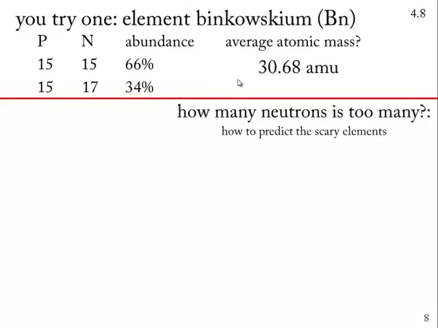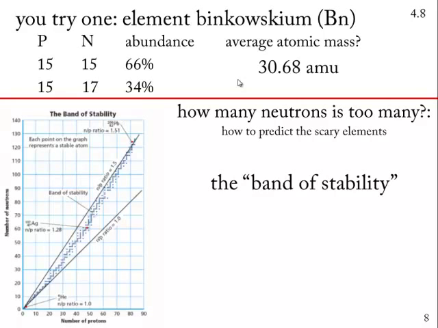Okay, how many neutrons is too many? It's been observed that if you have 1.5 times as many neutrons as protons or more in a given atom, that is too many. It predicts an unstable atom. This is known as the band of stability, and here it is shown schematically.